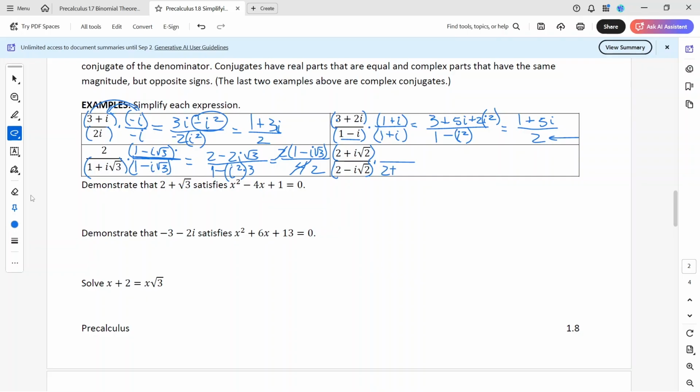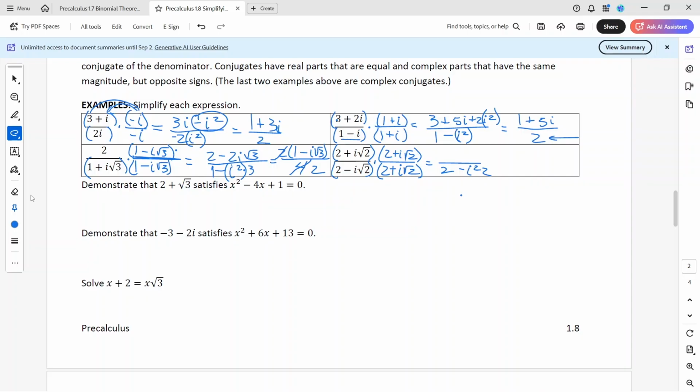So last one, we're going to multiply by the complex conjugate of the denominator. So it'll be 2 plus i square root 2. And it's always a form of 1, so it's the number divided by itself. And then on the bottom, I'm going to do it first. 2 times 2 is 4. And then the negative times positive is the negative. i times i is the i squared. Square root of 2 times square root of 2 is a 2.